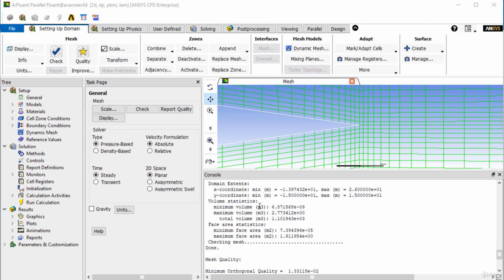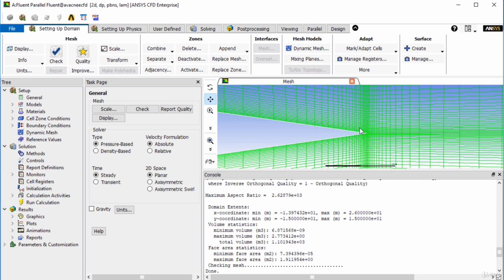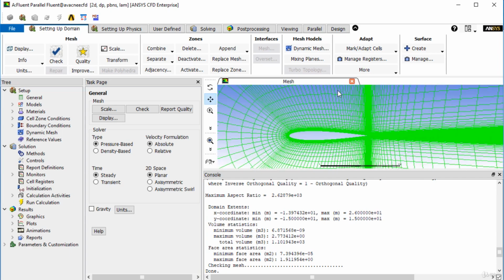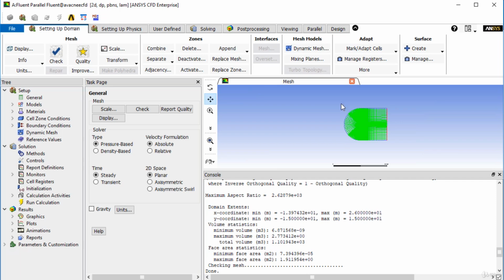And also you can see the mesh extent in the x and y direction, and you should confirm the domain size should be according to these numbers, and these numbers should be according to the geometry you made in the design modeler or any other software.